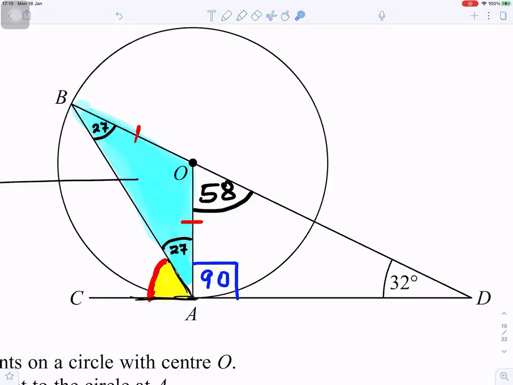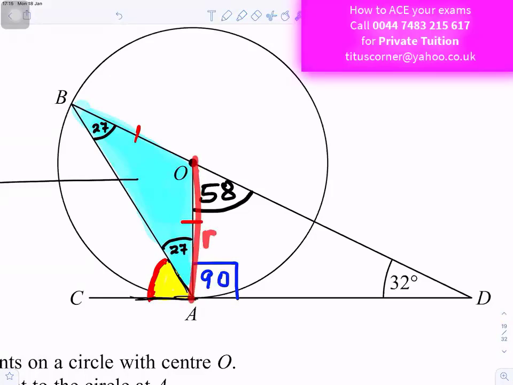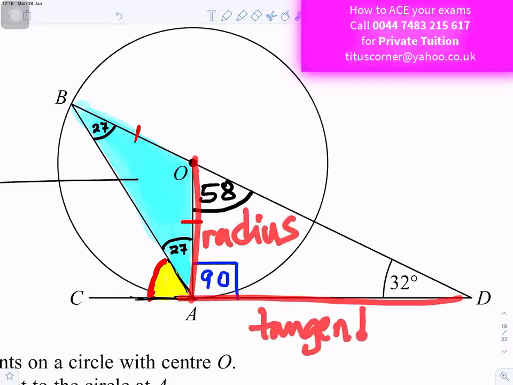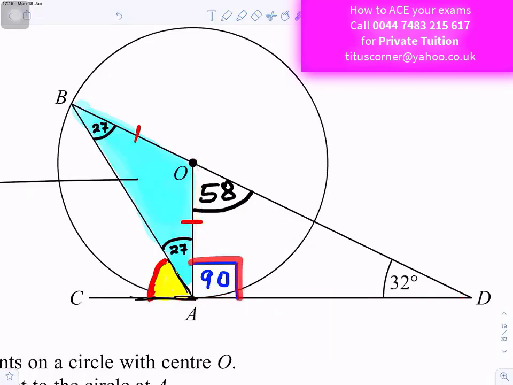And now another thing you'll notice is that this is a radius and this is a tangent. When a radius and a tangent meet, the angle is 90 degrees. That's one of the circle theorems. When the radius and the tangent meet, that angle is 90 degrees.